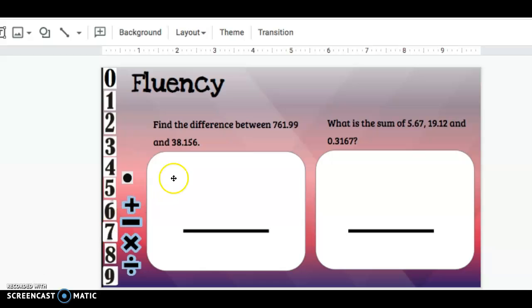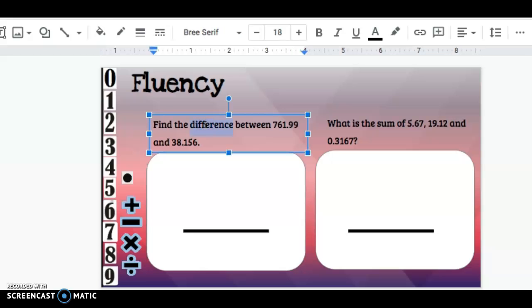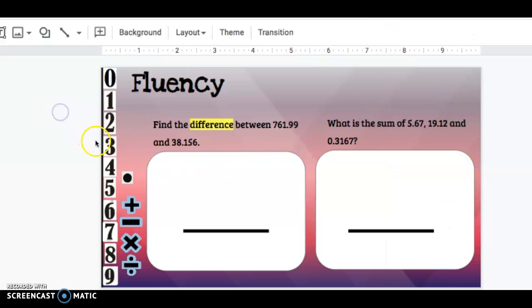All right, so for today's fluency, you are going to be having two questions. The first question says to find the difference between 761 and 99 hundredths and 38 and 156 thousandths. So we know when we're dealing with fluency and we have to look for our key words, you look for the word difference. We know that difference is the answer to a subtraction problem. So we're going to be sitting here subtracting these two numbers from each other.